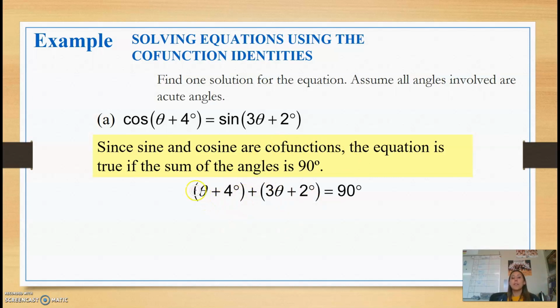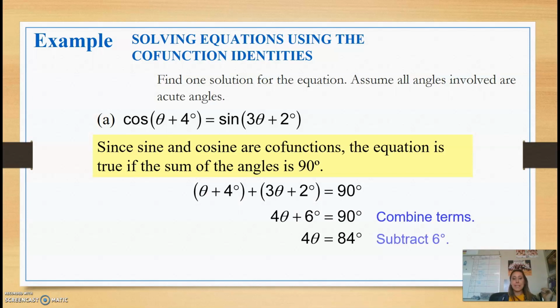So remember, theta is just like x. It's just, but usually it relates to angles. So if theta is just like x, we're going to solve it just like x. Let's combine our like terms, subtract 6, and then divide by 4.